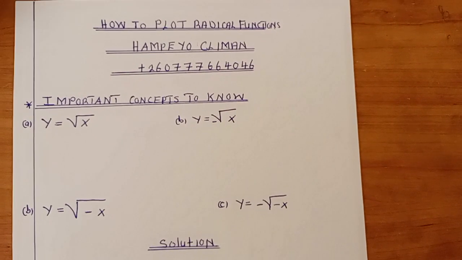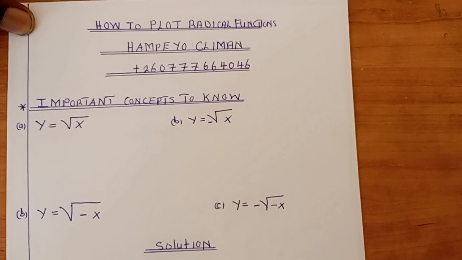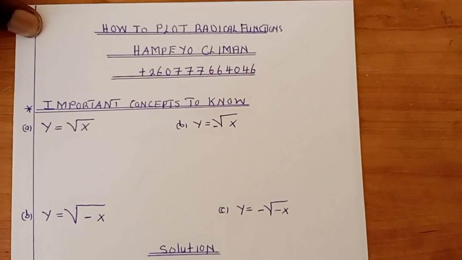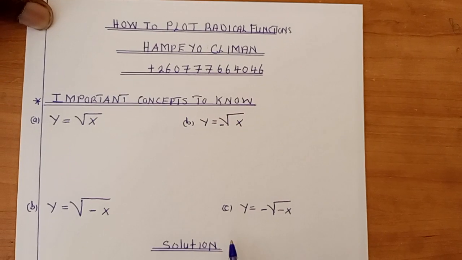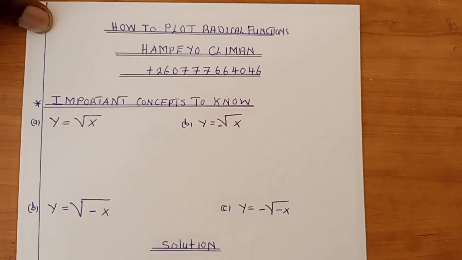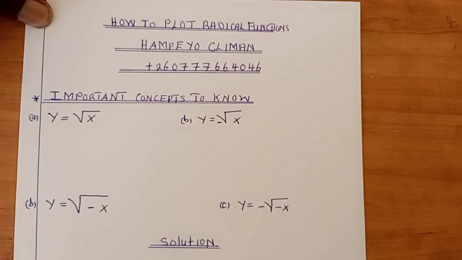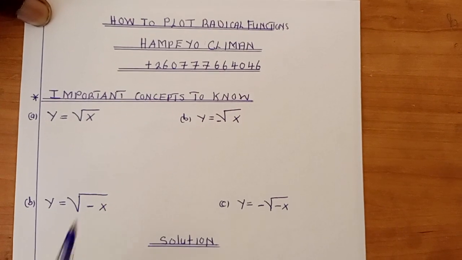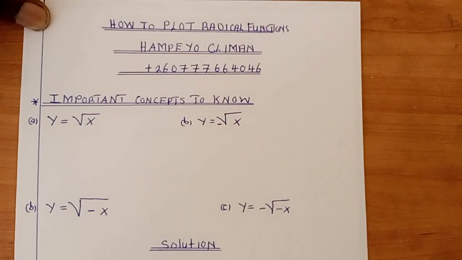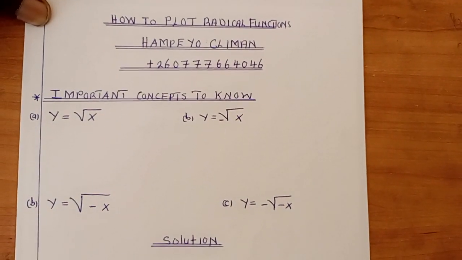Now, when you are dealing with radicals, there are some important concepts that you are supposed to know. I think I've outlined them down here, and we are going to go through each of these concepts so that you'll find them easy in terms of plotting. So make sure that you know by heart how to do these four things. Now we start with the first one.